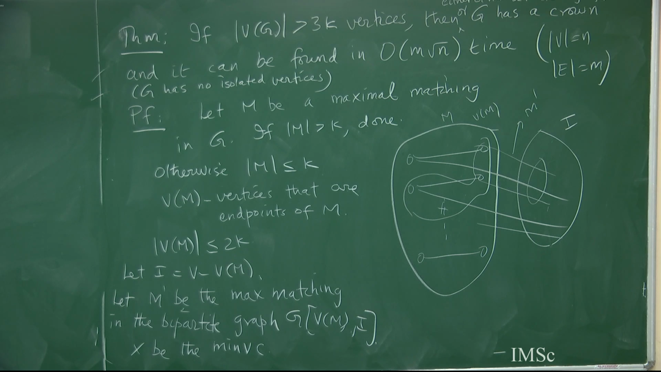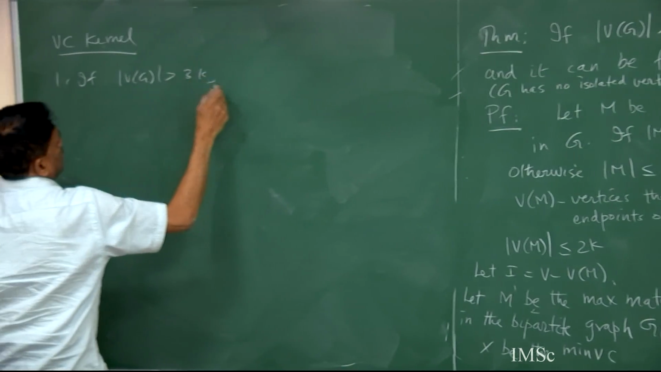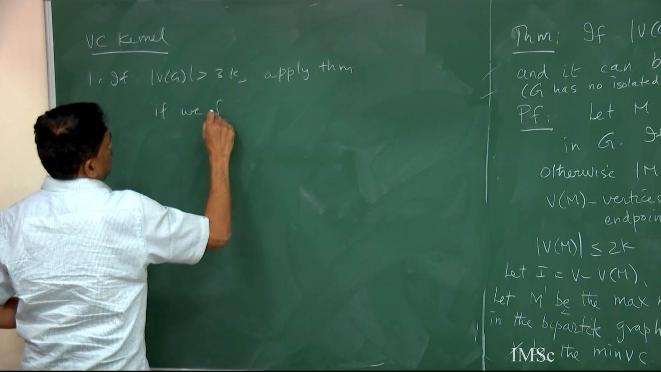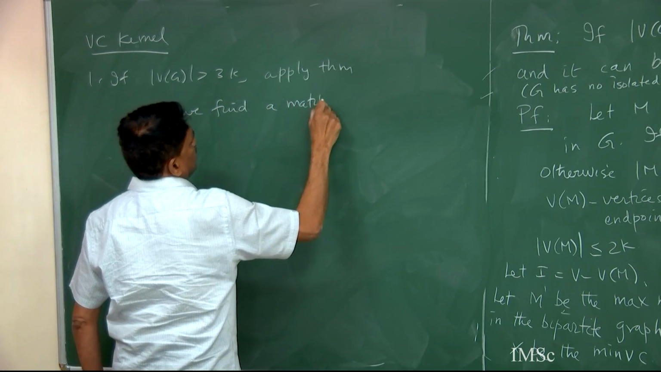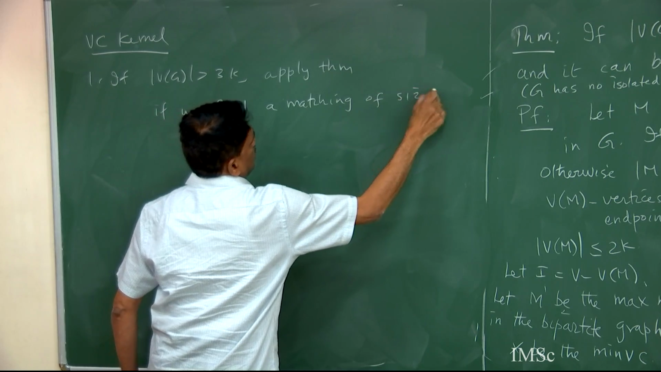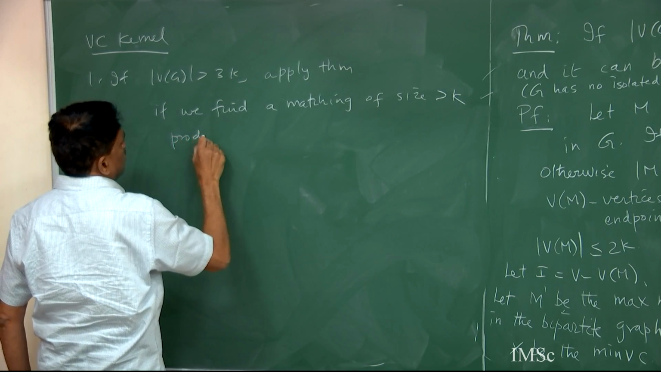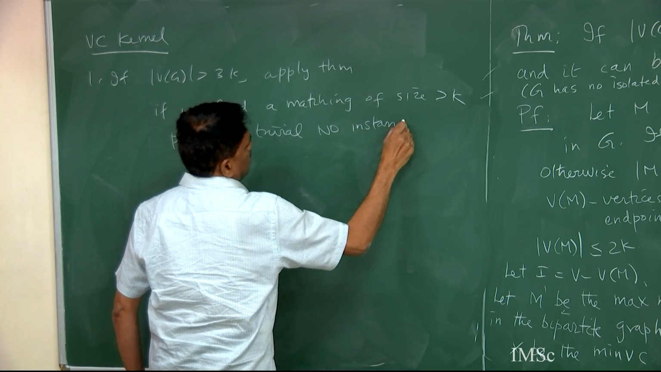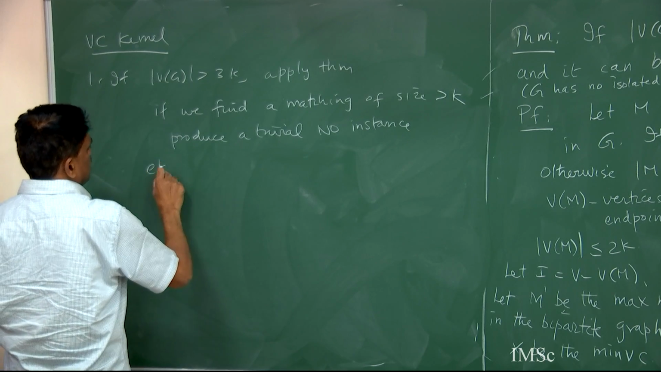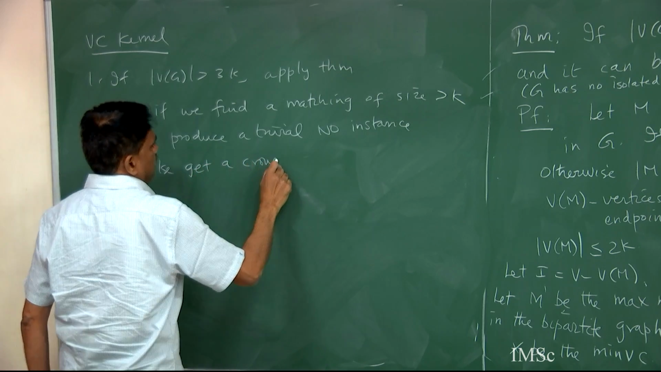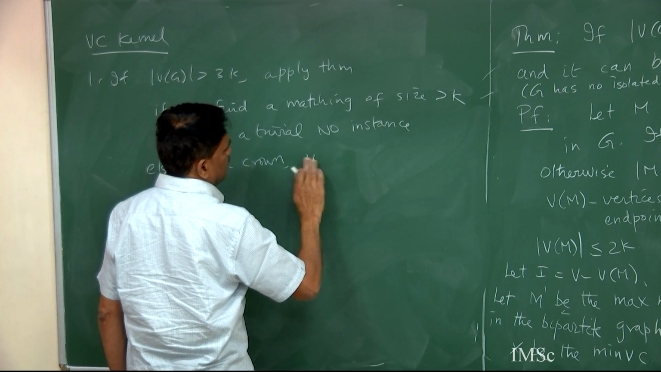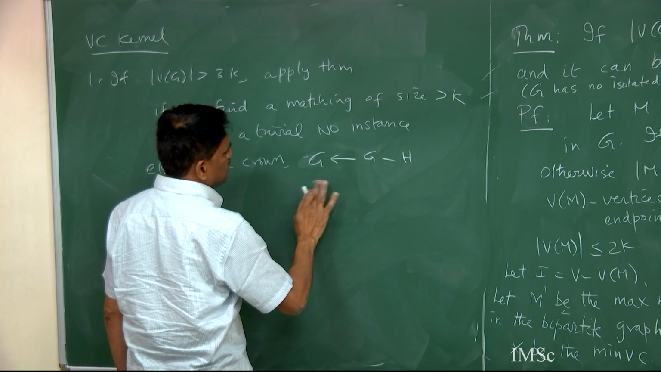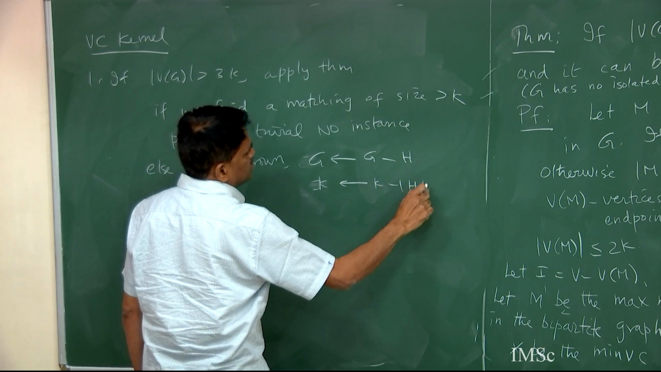so if V of G is more than 3k, apply the theorem. If you find a matching of size greater than k, produce a trivial no instance. Else get a crown. So G becomes G minus H. The budget k becomes k minus the size of H. Continue.